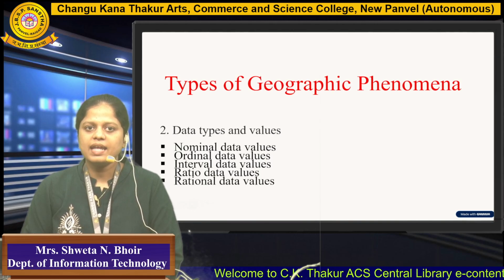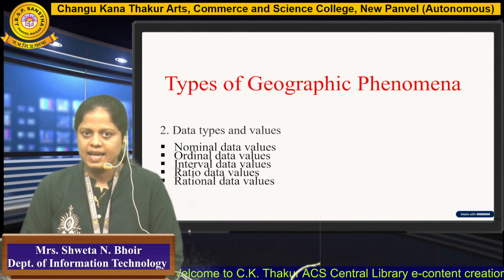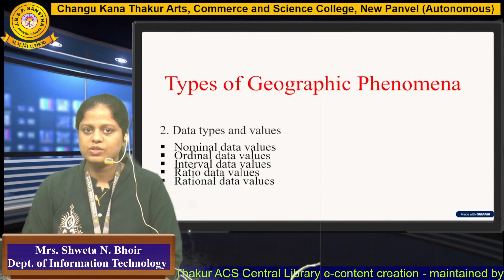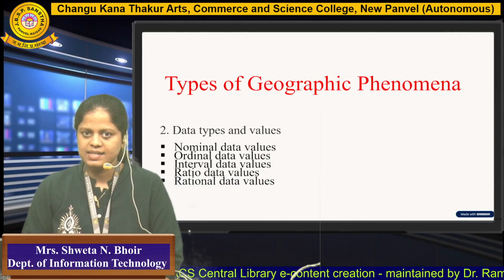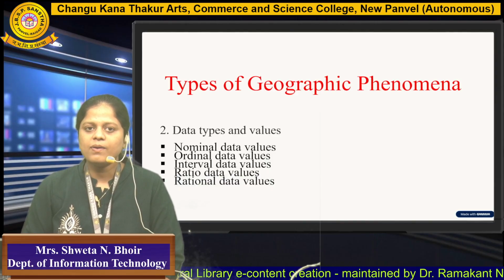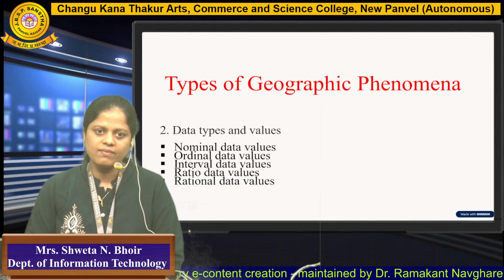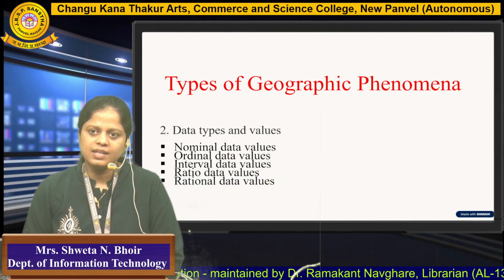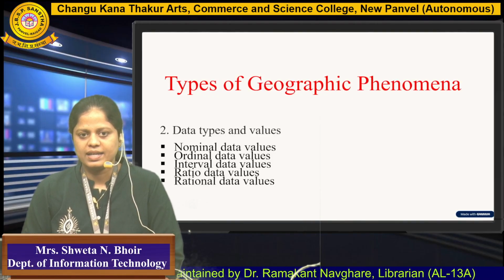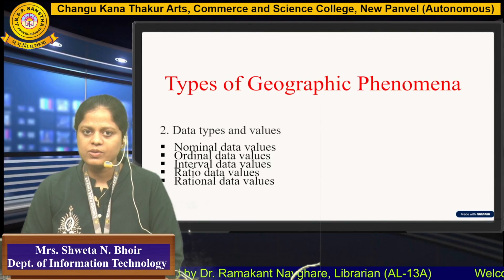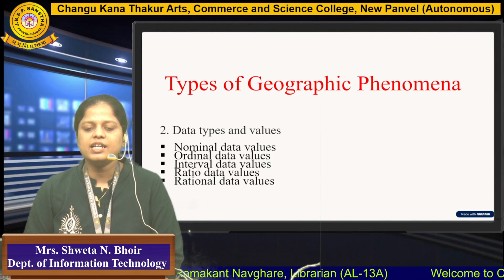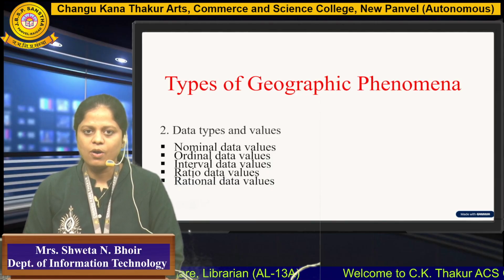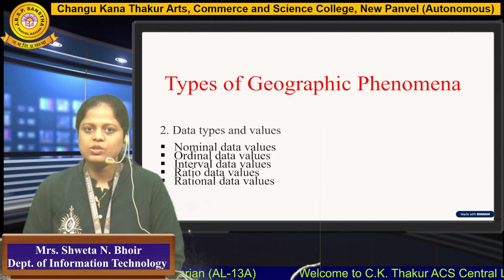Okay, then second is the data types and the value. Under the data types and value, students, these are the categories mentioned over here. First is the nominal data value. So what is data first of all? Data is nothing but a raw material. And whenever you are processing unstructured data into structured, that is called information.